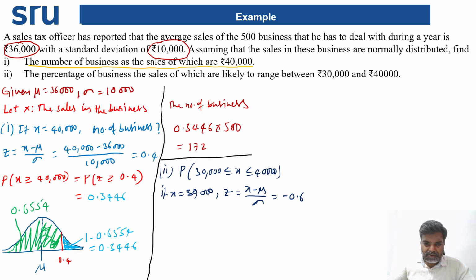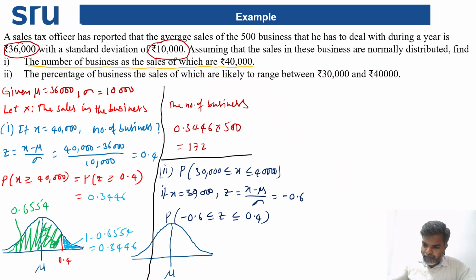Okay. Now, to find this probability, you have to calculate the probability of -0.6 ≤ Z ≤ 0.4. You know this. To find this probability, I already have one curve here. For a negative z value, we always mark on the left side. A positive z value, we mark on the right side. Now we need the area between these two z values.